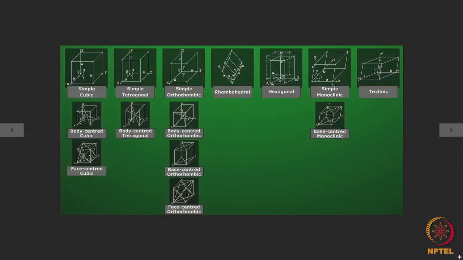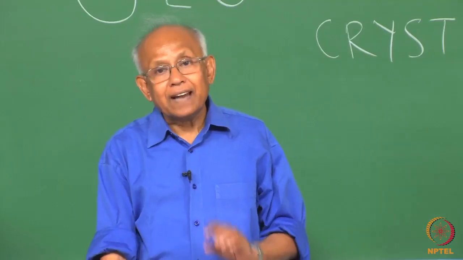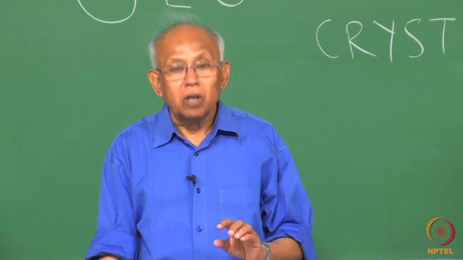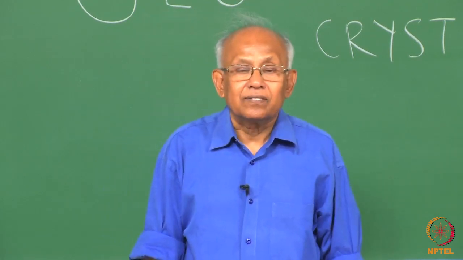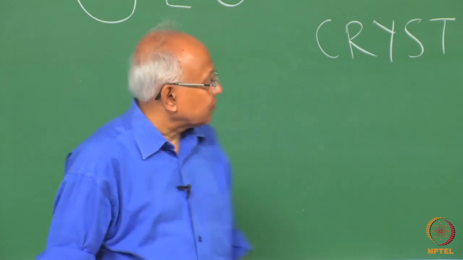Finally, in the monoclinic system, if we put two points at the centers of two opposite faces, then we can build up another lattice, which is called the base-centered monoclinic lattice. So if we now count the number of lattices for crystals that we have, it is 1, 2, 3, 4, 5, 6, 7, 8, 9, 10, 11, 12, 13, 14. So now we have 14 different lattices which a crystal may belong to. These 14 lattices are known as Bravais lattices.